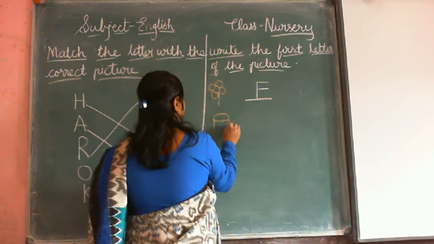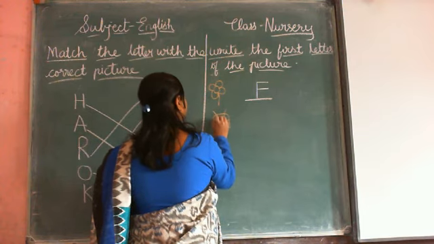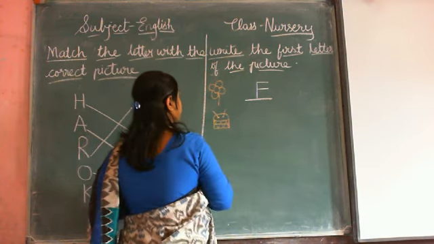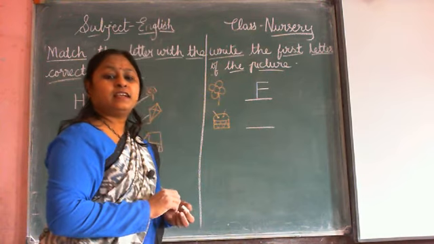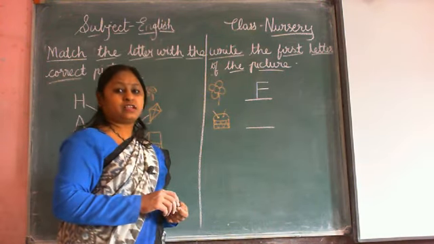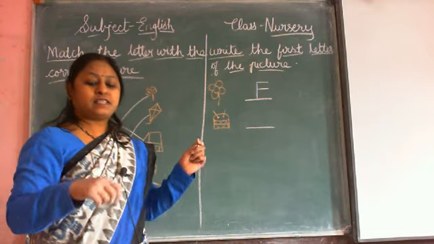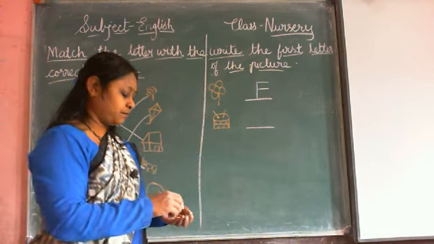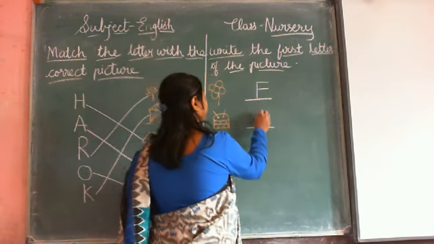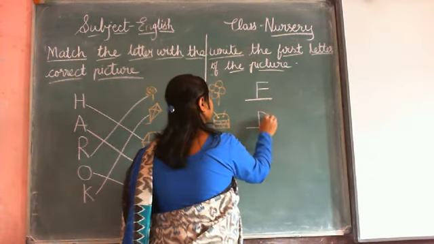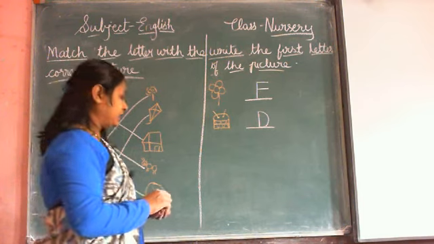We have to identify the picture and then we have to write the first letter of the picture. So, now you identify which picture is this? Tell me, which picture is this? This is a picture of drum. So, D for drum. How we will write D? Standing line and curve. Right?